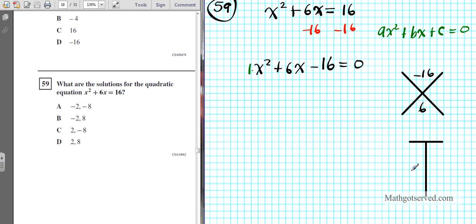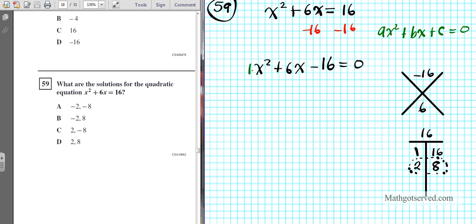All right, so 16, 1 times 16. This doesn't work because it adds to 17 and subtracts to give you 15. 2 times 8. If you add these two, you get 10. If you subtract them, you get 6. So actually, this works. This is nice.